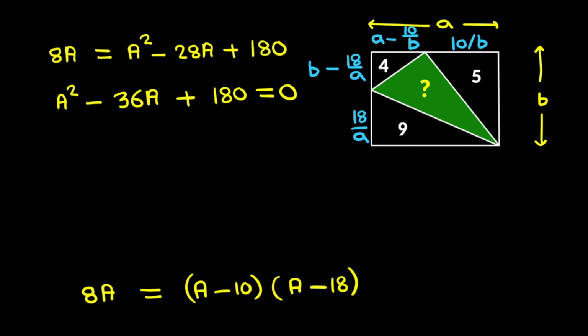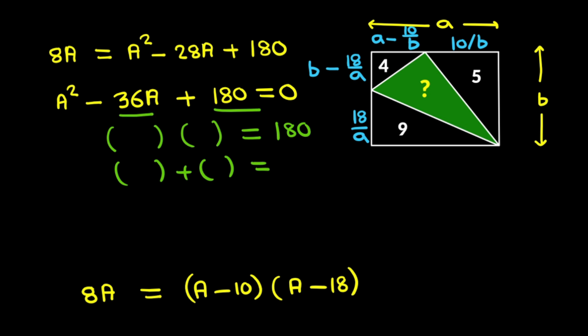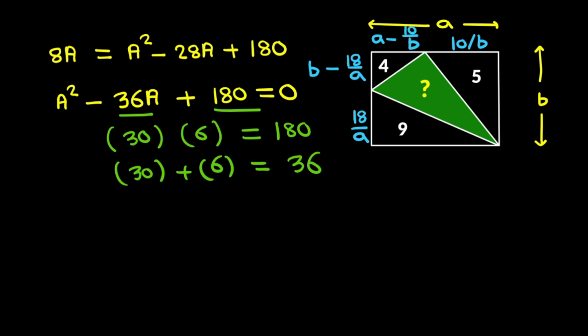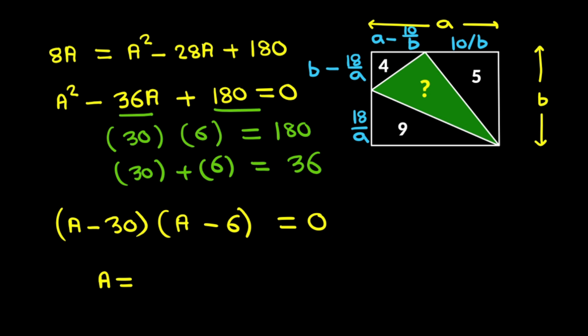Now factor this. We need two numbers that multiply to 180 and add up to 36. Those numbers are 30 and 6. So we get (A minus 30) times (A minus 6) equals 0. So A is either 6 or 30.